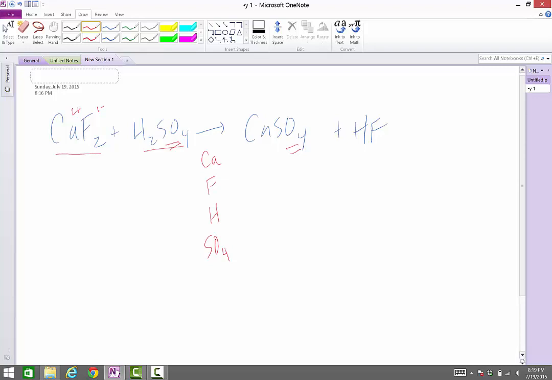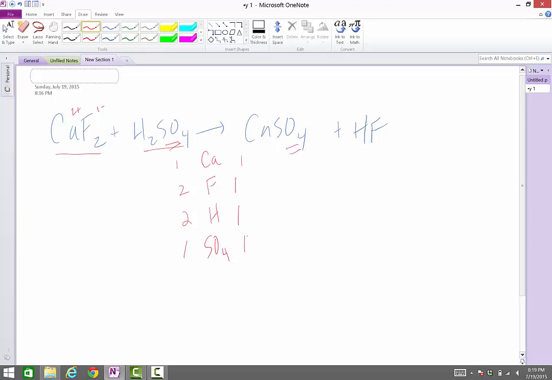So I have those together. That way you don't have to count them out separately and it gets all messy. Again, you can only do that if they're the same polyatomic ion on both sides. All right, so now we just do a quick count. One calcium on each side, 2 fluorines here, 1 there, 2 hydrogens there, 1 here, 1 sulfate here, 1 sulfate there. So we see that we're not balanced with the fluorines and hydrogens.